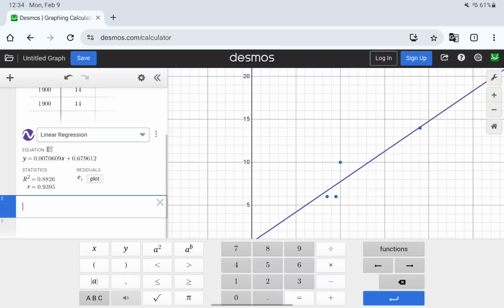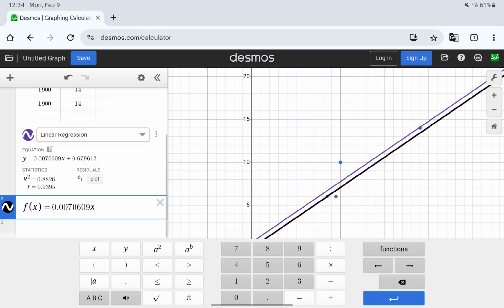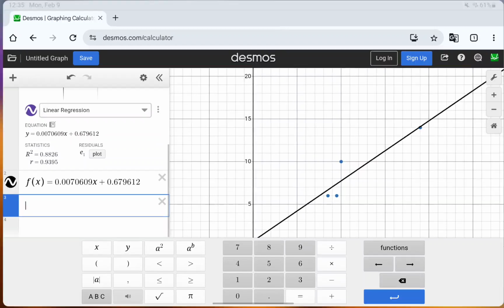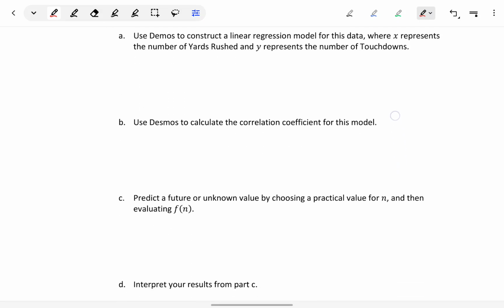What we're going to do then is create a function, f of x. We could name it anything we want. We could also call it g of x, just some letter here. f of x is equal to this linear model that we created. And we'll see why we retyped that model with this function f of x notation in just a second. But first, let's go back and let's read part C.